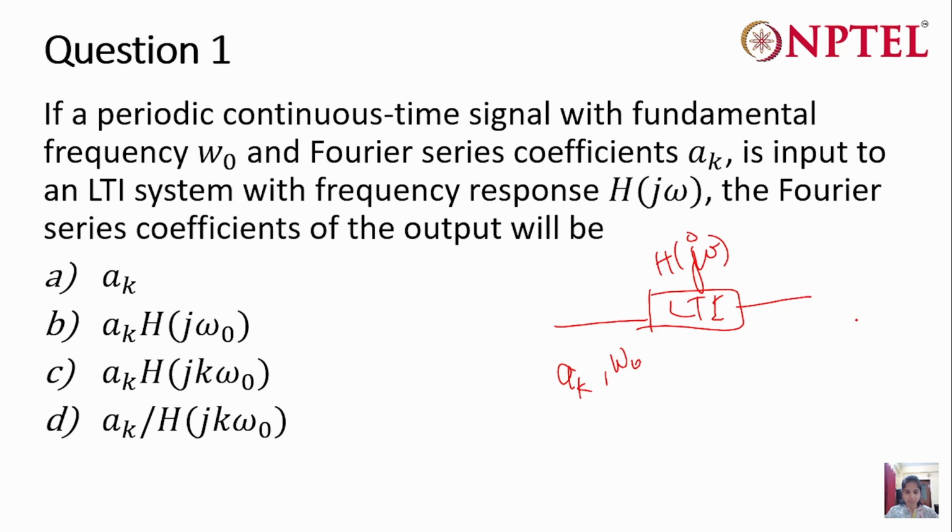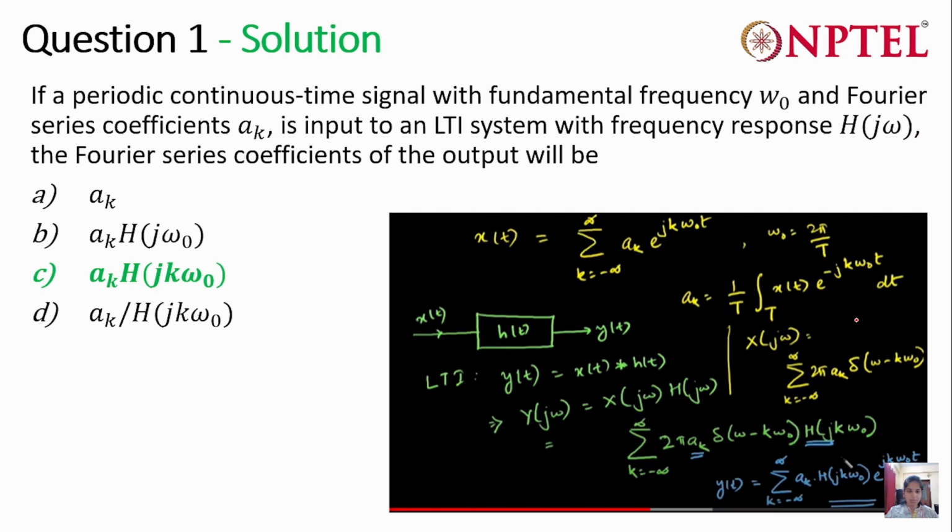Option B. Okay, there is a small thing. It's actually option C. So we will get h of jk omega naught. So let us see how do we get option C.